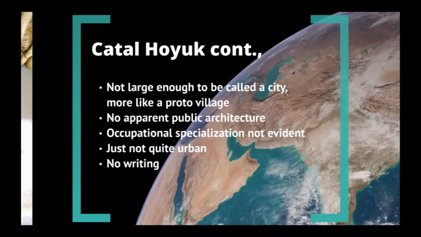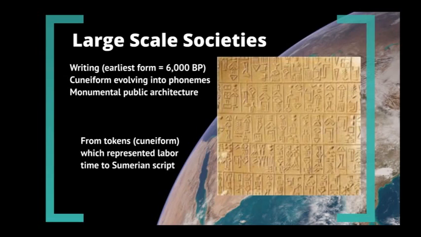So as a foundation of any large-scale society, writing is absolutely key. Going back 6,000 years before present, you have cuneiform, which evolved into phonemes. Phonemes are essentially sounds, right? So we have an alphabet where each symbol denotes a sound, and the way we mix them together produces a word. Cuneiform was pictorial. Each symbol represented an object. Here we have, for the first time with large-scale societies, monumental public architecture.